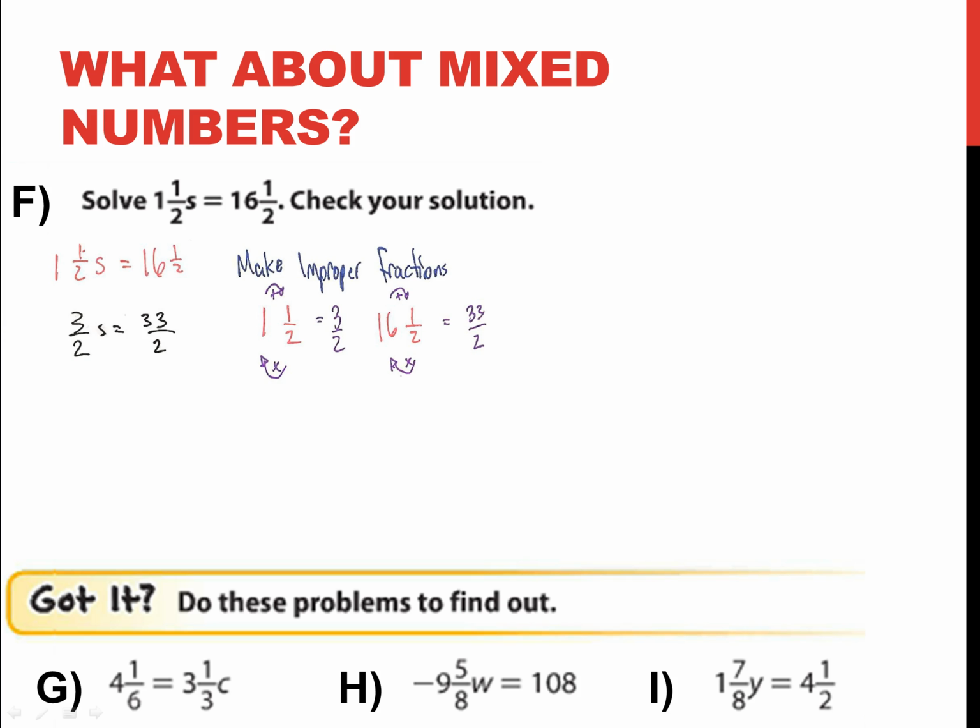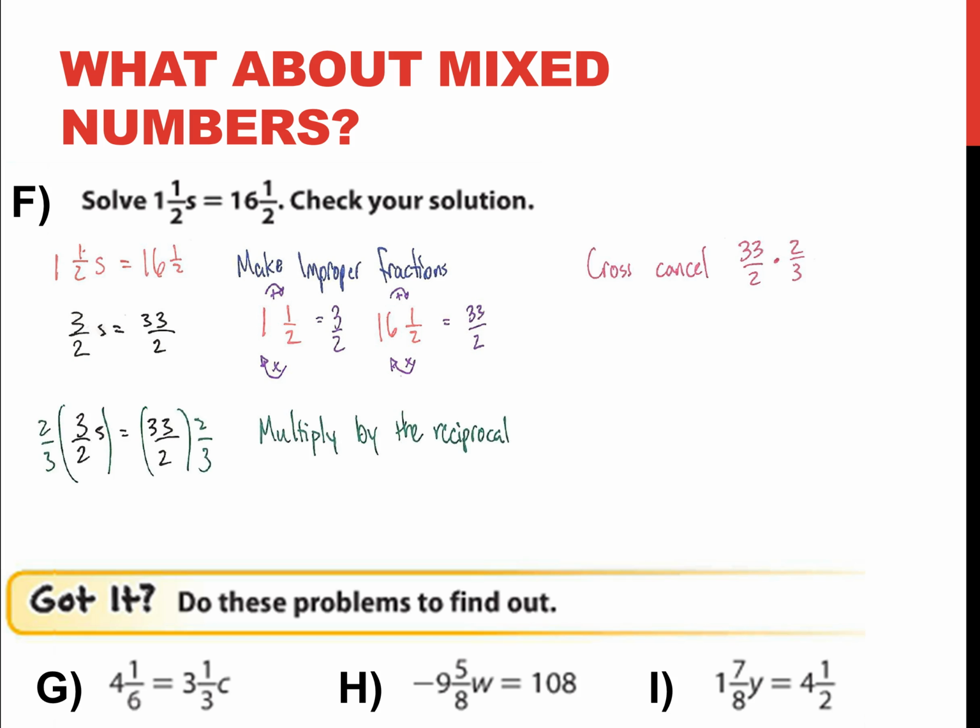So this is the exact same type of problem that we saw in our last A through E examples. So now I can just isolate the variable by multiplying times the reciprocal of the coefficient of s, which is 3/2. And the reciprocal of 3/2 is 2 over 3. So I multiply each side. I'm going to cross cancel.